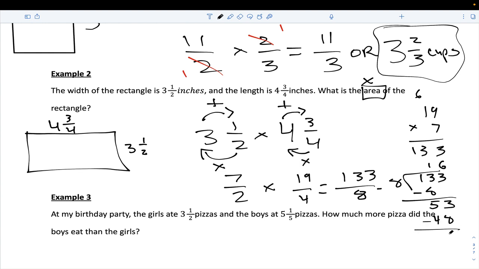I'm aware that I did that really, really quickly. That's okay. I don't want us to worry about division right now. The answer should be 16 and 5/8. Jot that down. Inches. 16 and 5/8. Yeah, we're going to move on.